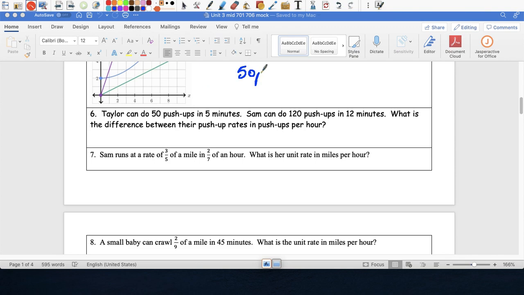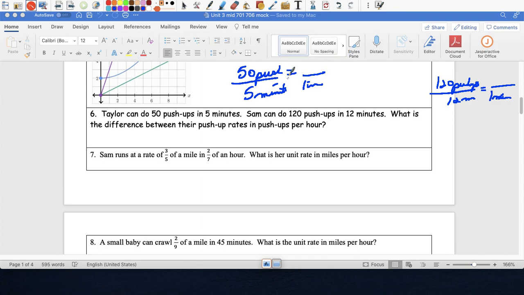Again, push-ups, 5 minutes, and then the other person was 120 push-ups in 12 minutes. Right, so let's find the unit rate. Change this to 1 minute, change this to 1 minute.